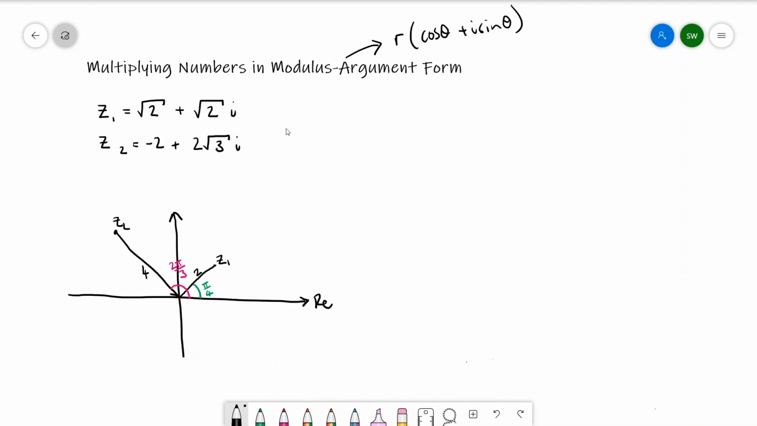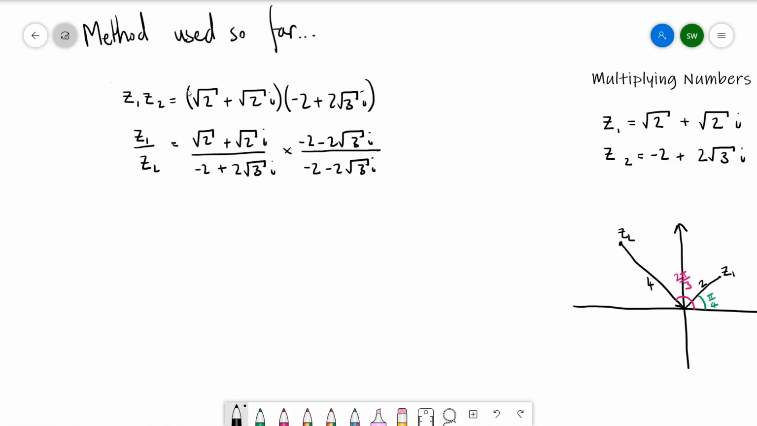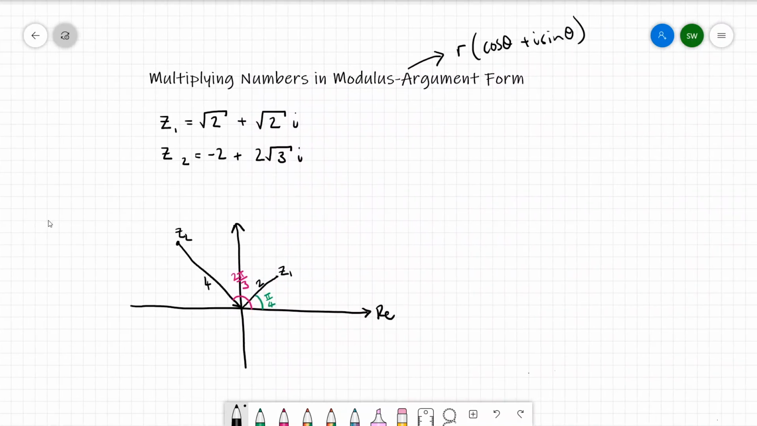Let's say that we've got these two complex numbers, z1 and z2, and we want to times them together or divide them. You've already seen how to do that, the method used so far. To times them together, you would just multiply out this double bracket and simplify. And to divide them, you would times the top and the bottom of this fraction by the complex conjugate of the denominator. That would make sure that we get a real number on the denominator so we can simplify the fraction. And what we're going to do now is look at a different method which uses modulus argument forms.